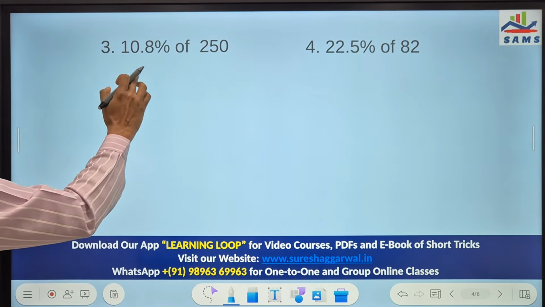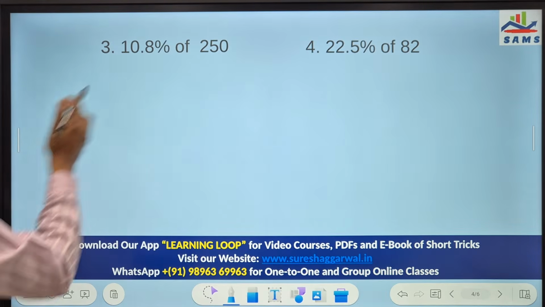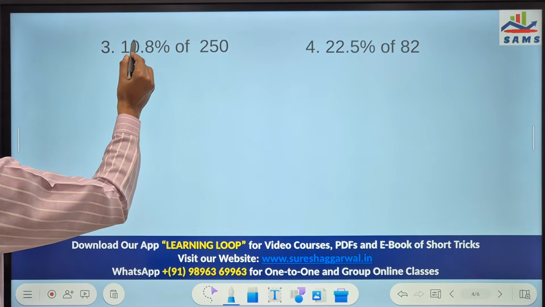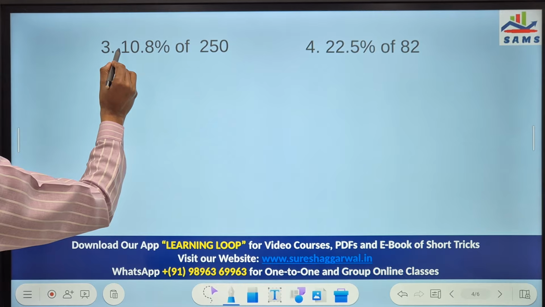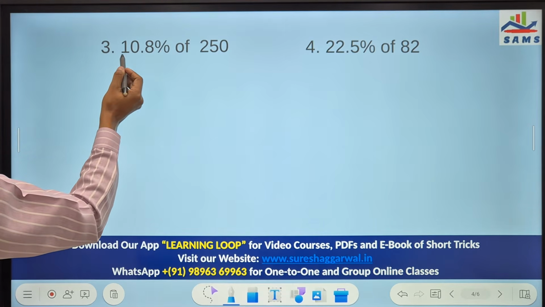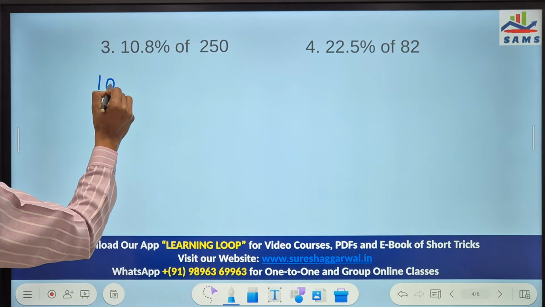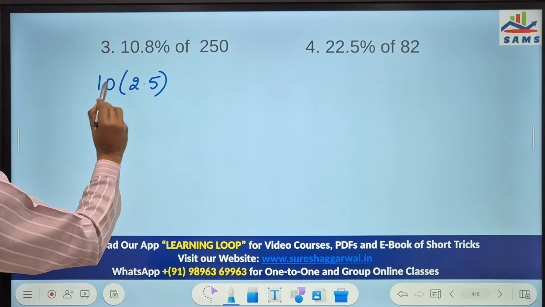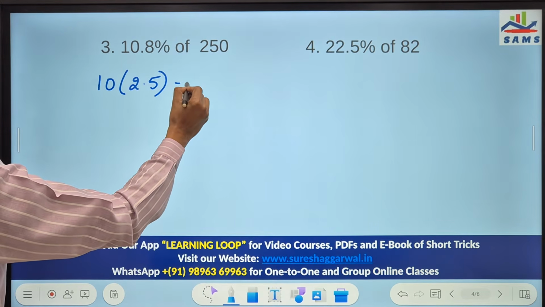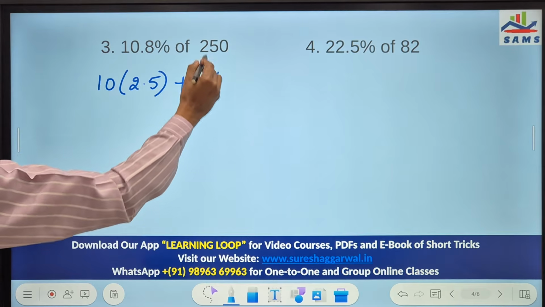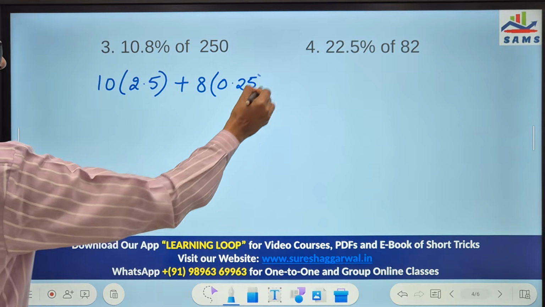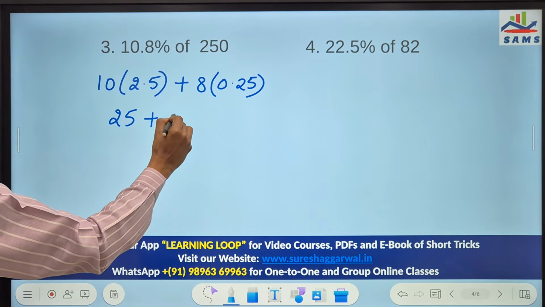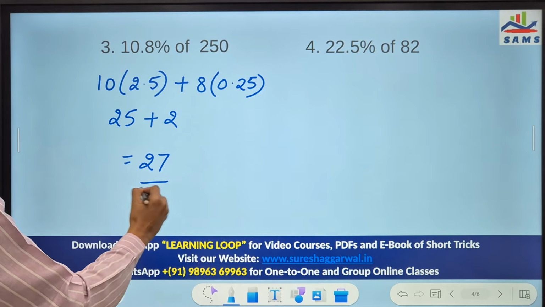So suppose here we have 10.8% of 250. So we need to do this now. Now 0 times 1%, we don't want that. 1 times 10%, this is what I want. So either you can do 10 times the number 2.5, right? Because I did 10 times 1%, plus I will do 8 times 0.1%, which is 0.25, and that gives me, this is pretty easy, 25 plus 2. So the answer is 27.